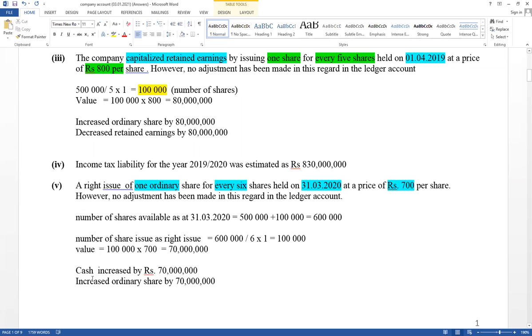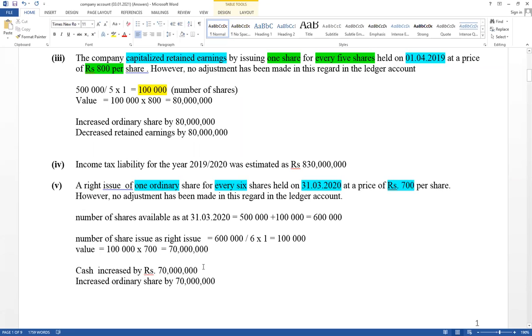A right issue is done when the company needs to raise money quickly; the company gives shares to the existing shareholders for money. Therefore, it is effect for cash increase and ordinary share increase.